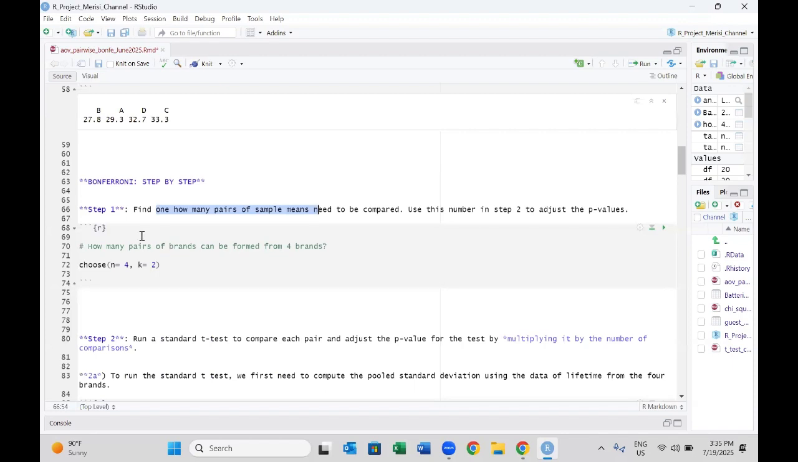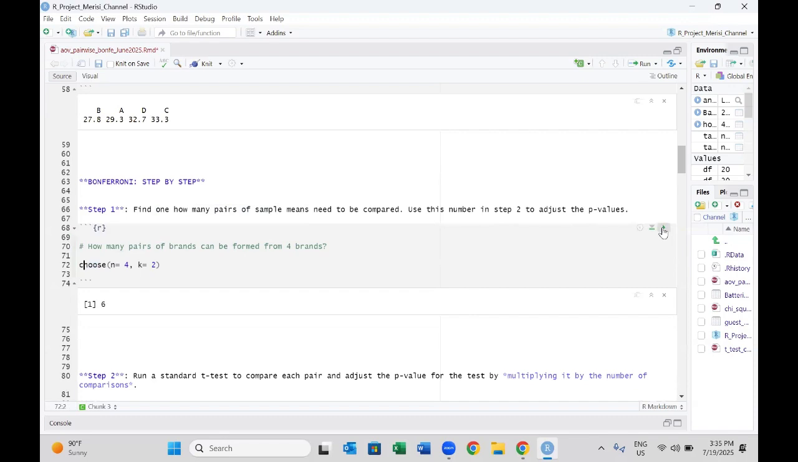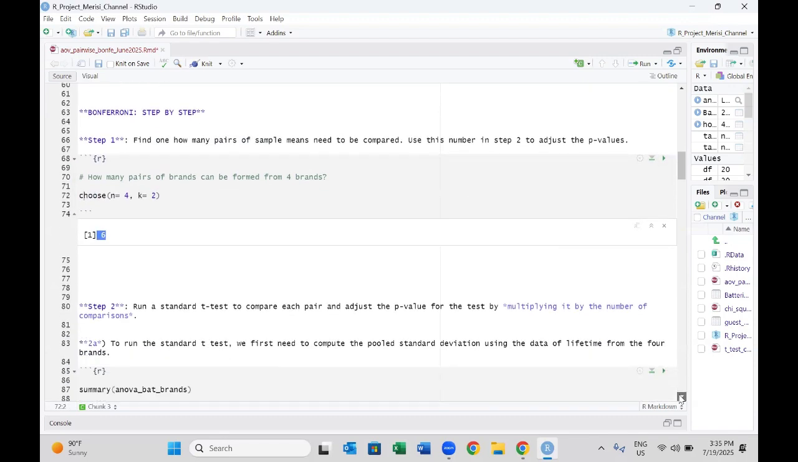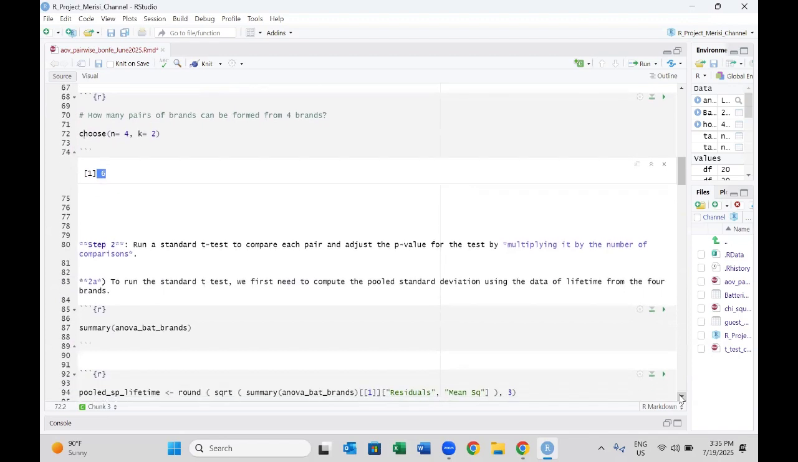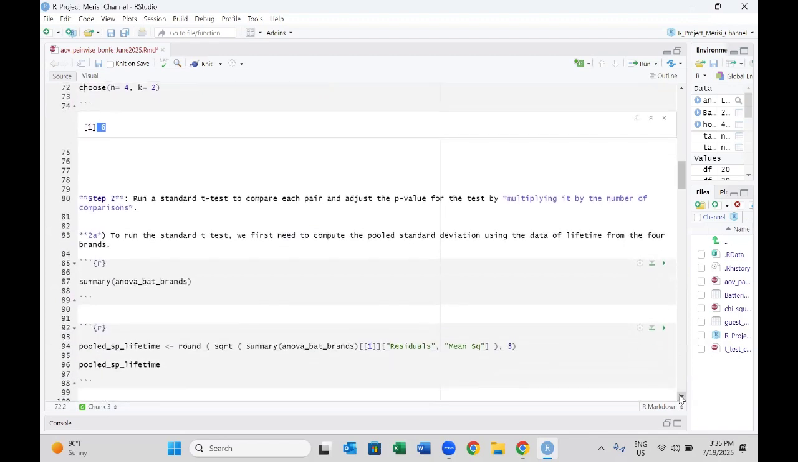In this case, we need to find out how many pairs of brands can be formed from four brands. For that, we can do 4 choose 2 using this built-in function, and that is 6. Now we're going to use this 6 in step 2 to adjust the p-values. Let's read step 2. Step 2 is very important because that's what Bonferroni does.